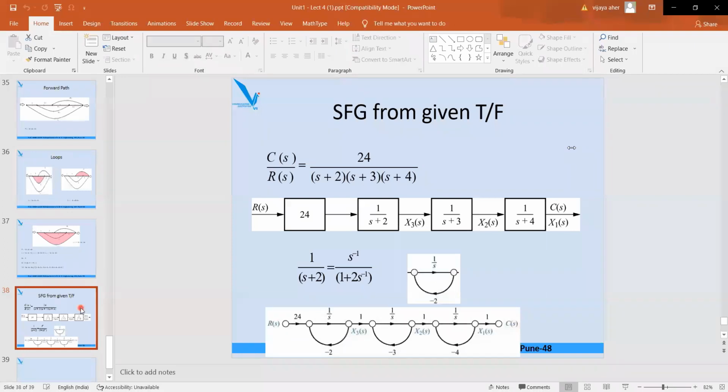Transfer function is given and you are going to draw the signal flow graph. Just wait, my charger is almost finished.